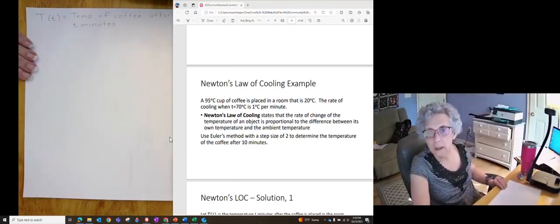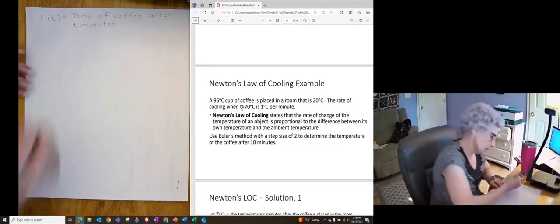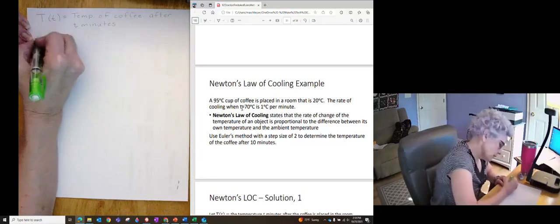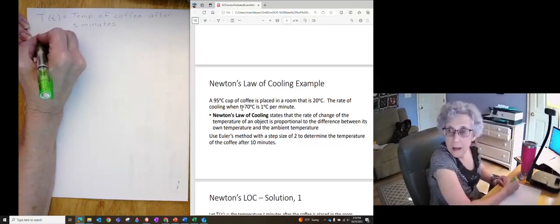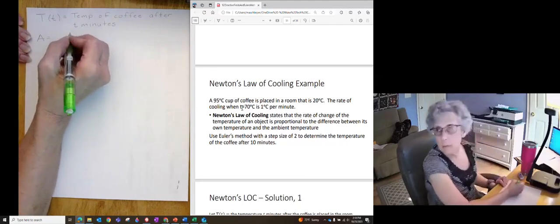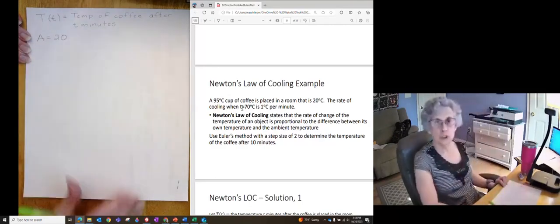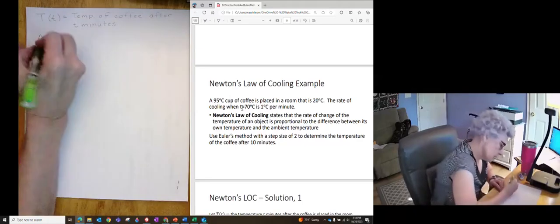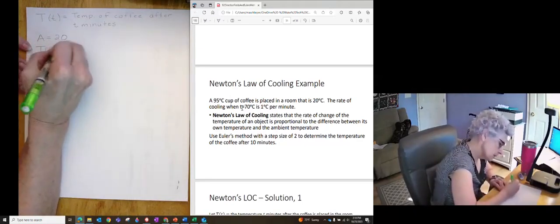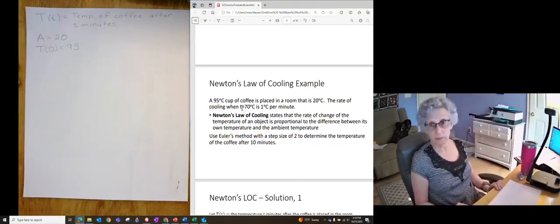Because I'm given a rate of change in degrees Celsius per minute. So now I have the fact that the ambient temperature, or room temperature, and we'll call it A for ambient temperature, is the temperature of the room, which is 20 degrees Celsius. We know our initial temperature of our coffee is 95 degrees Celsius.